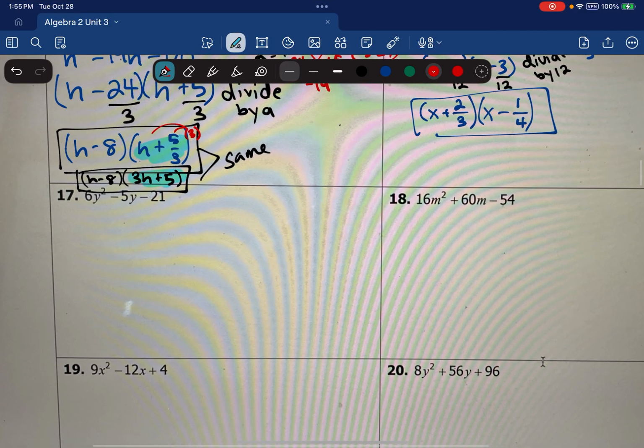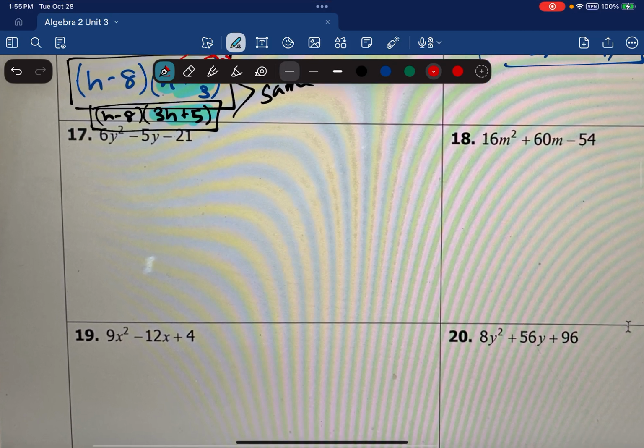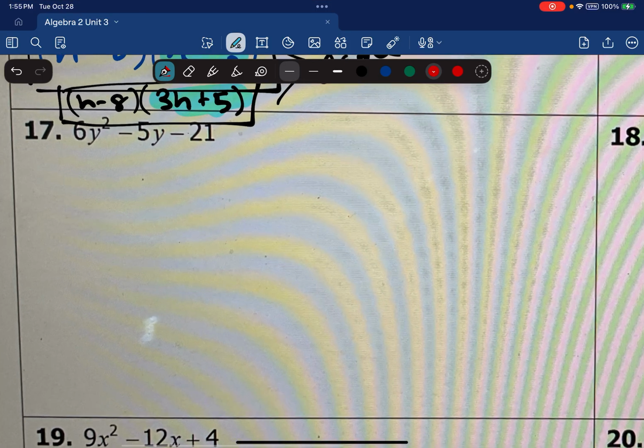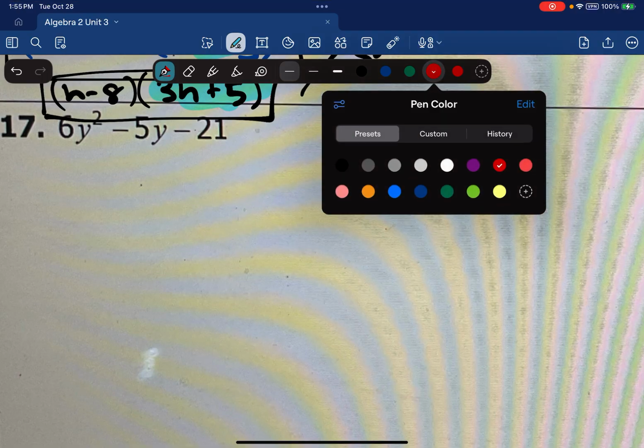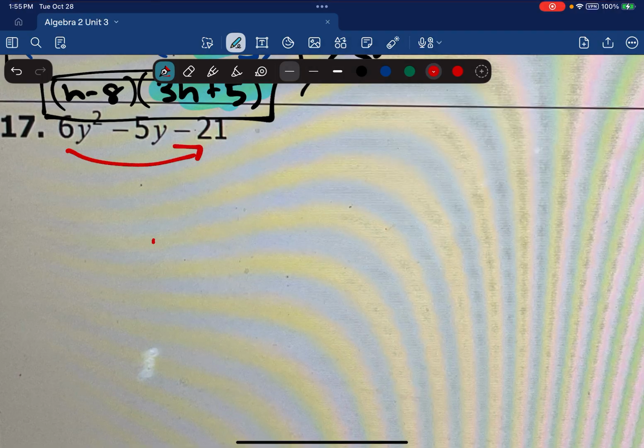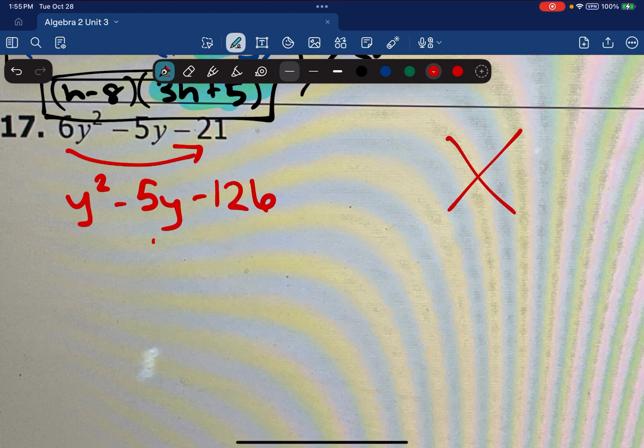We're going to continue with some more slide and divide. We're going to finish out some problems. Number 17 here. Very first thing, A is bigger than 1, so we're going to multiply. So I'm going to get y squared minus 5y minus negative 21 times 6 is a negative 126. From there, what are two numbers that multiply to be negative 126 but add to be negative 5?